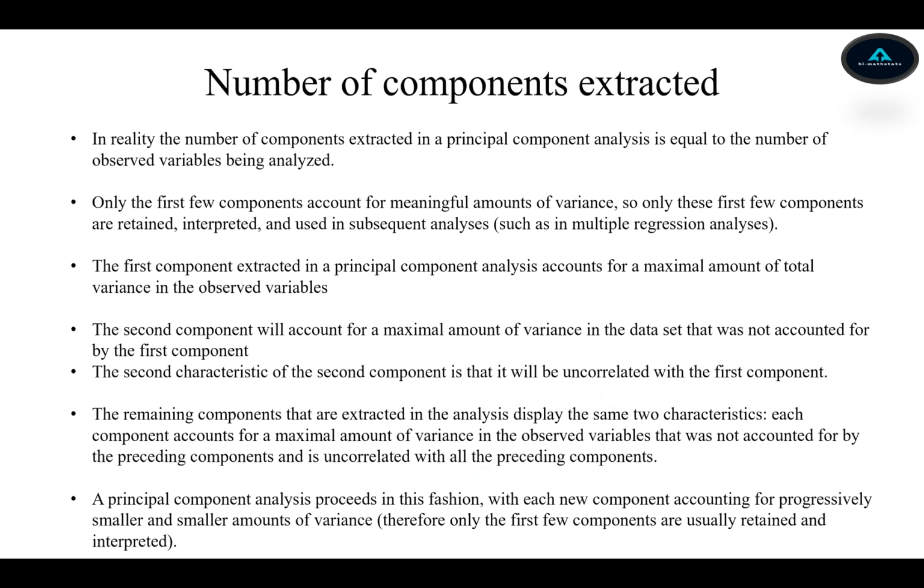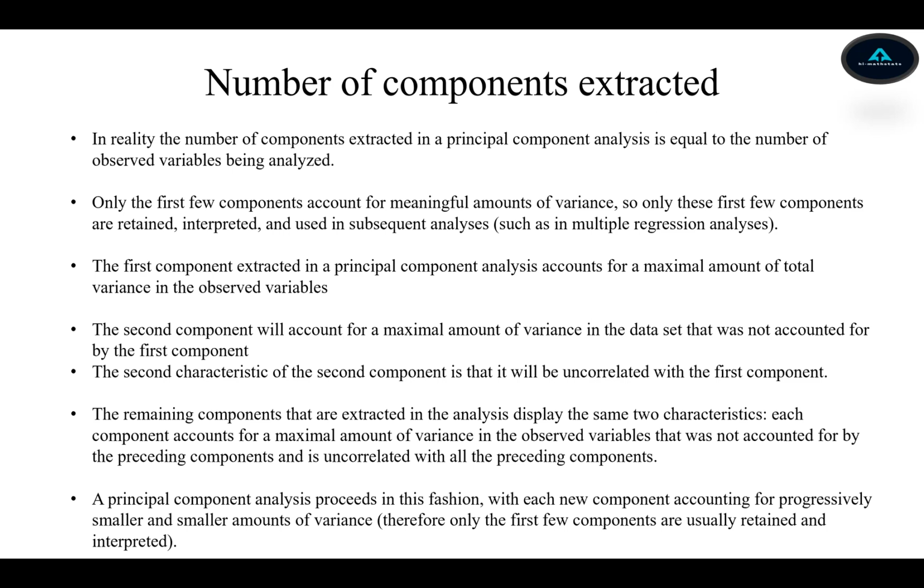So, how is the number of components extracted? What we should understand about principal component analysis is that the number of components that are extracted during the analysis is equal to the number of observed variables that we are analyzing. So we only keep the few components that account for a meaningful amount of variance. Only these first few components, we retain them, we interpret them, and we use them for subsequent analysis, such as in regression analysis.